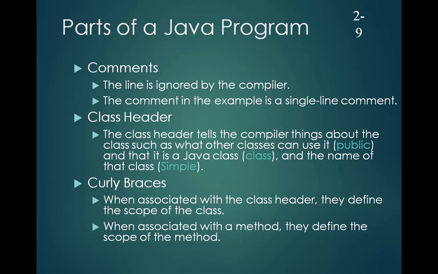Curly braces are a punctuation, and they can be associated with a class header, in which case they define the scope of the class, where the body of the class is, where it starts and ends. That's one meaning of the term scope, to talk about the beginning and the end of a part of a program. Okay, so the curly braces define the beginning and the end, the scope of the class, where the class body exists. And of course, curly braces also are used in methods, and they define the scope of the method.